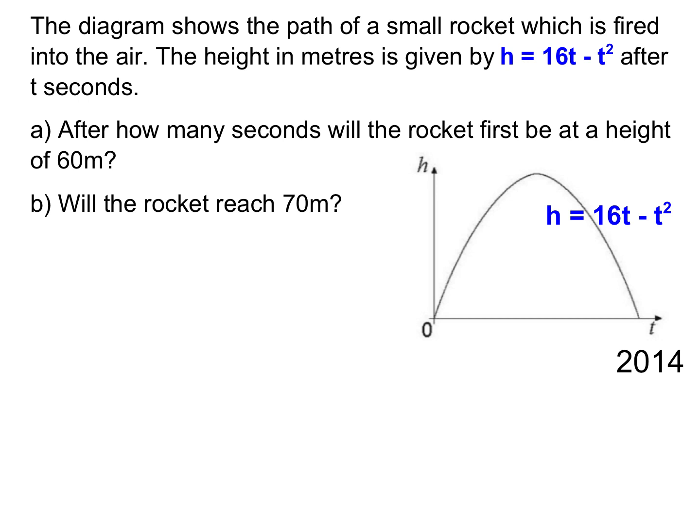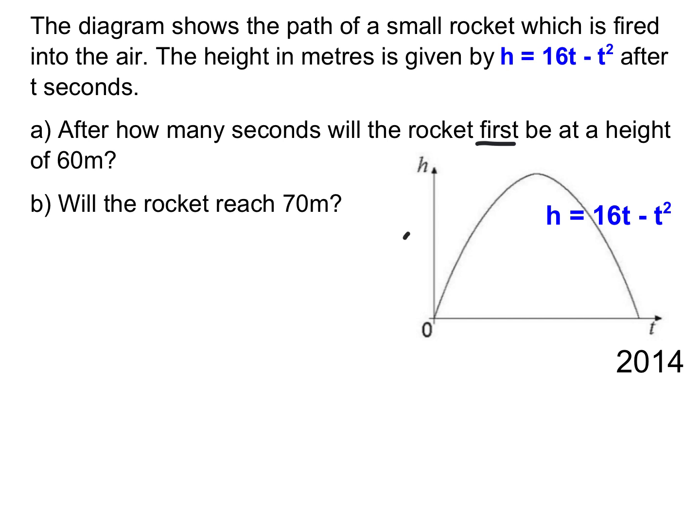Here is another one. It's a rocket being thrown into the air. Okay, but this one's got a little twist to it in part B. So part A, we've been given the equation and it says after how many seconds will the rocket first be at a height of 60? Right, so they're asking when is the height of 60. The word first in here is quite interesting.